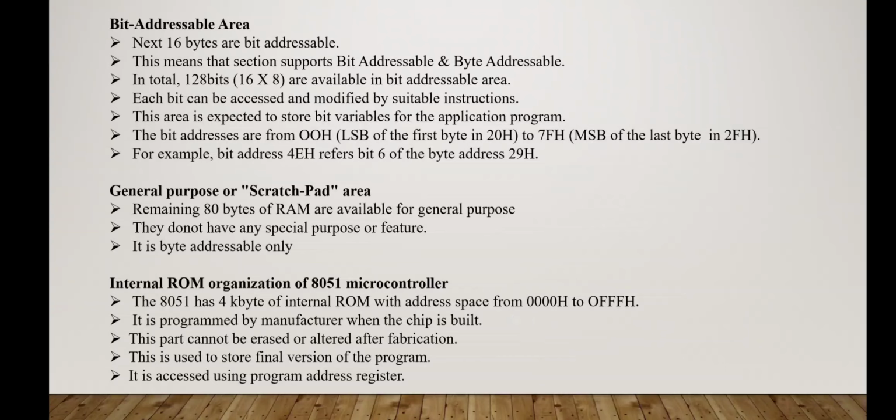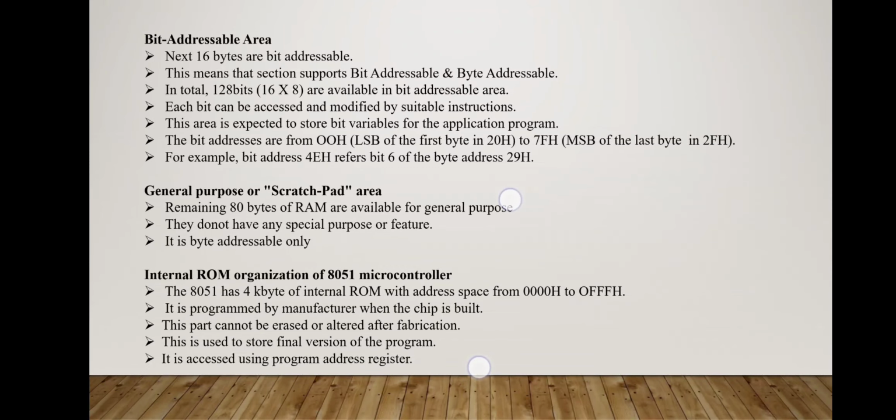Okay, it is programmed by the manufacturer at the time of building of the chip, at the fabrication of the chip. This part cannot be erased or altered after fabrication. This is non-volatile, used to store the final version of the program. So this is the permanent memory, used to store the final version of the program. It is accessed using the program address register. So that's about ROM.